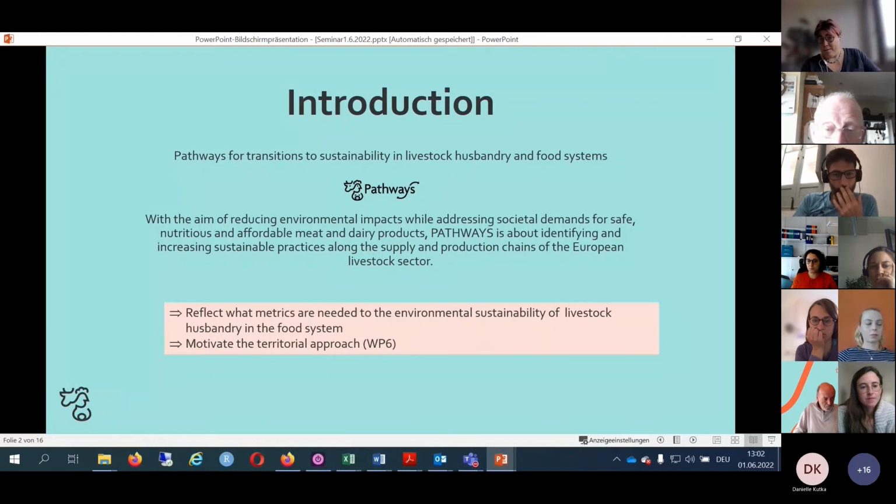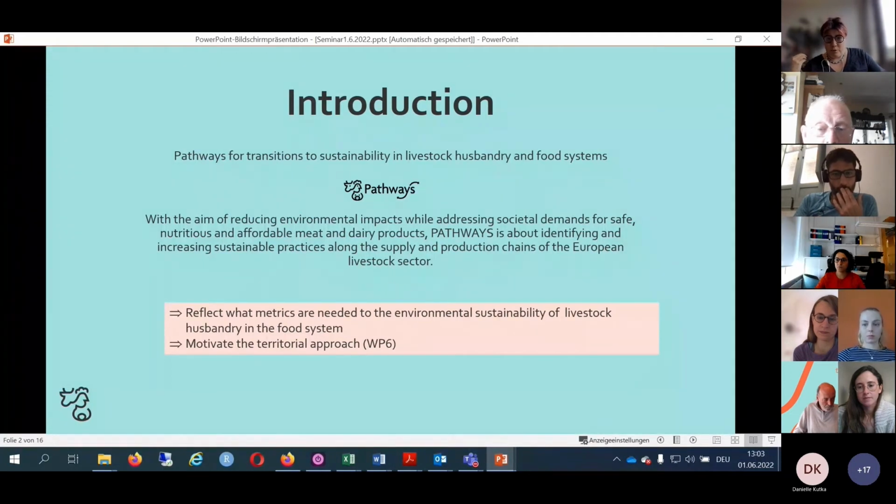And I want to just mention here, well, livestock is part of a food system, and I'm going to use these two concepts together always, because I think addressing problems in food systems includes looking at livestock. And we also see that we aim at reducing environmental impacts, addressing social demand, and safe, nutritious and affordable meat and dairy products. So we have a multidimensional problem.